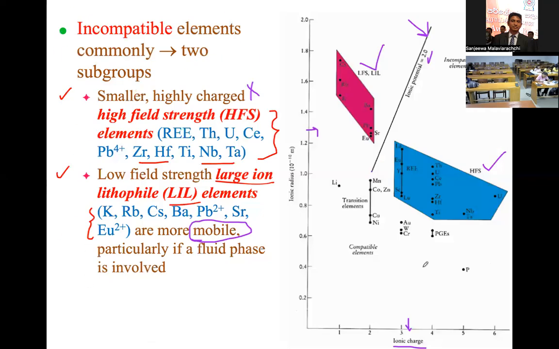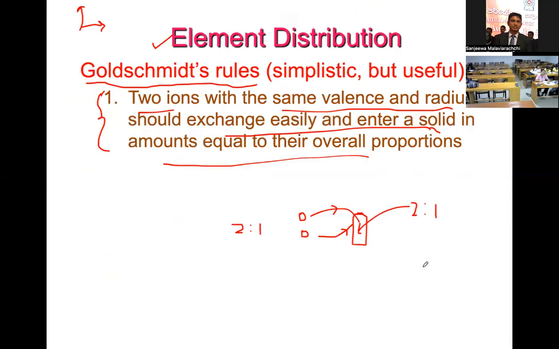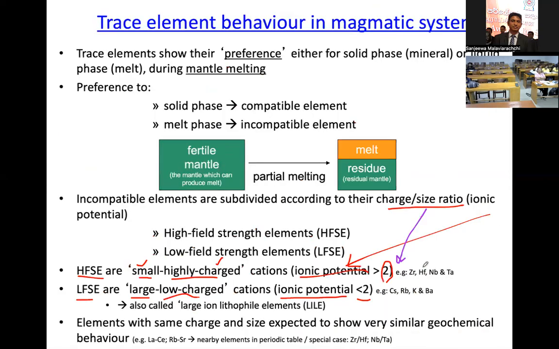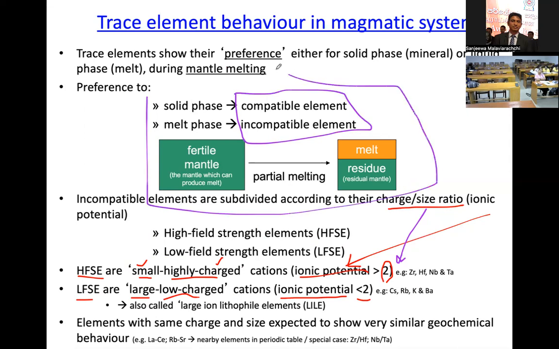So just to summarize what we have discussed today, we started with the trace element behavior with respect to compatibility and incompatibility, right? Always have this diagram in your mind. This diagram: the original mantle produces two components as a result of partial melting, melt and residue. So always you have to think of which phase you are talking about, whether it is residue or melt, right?